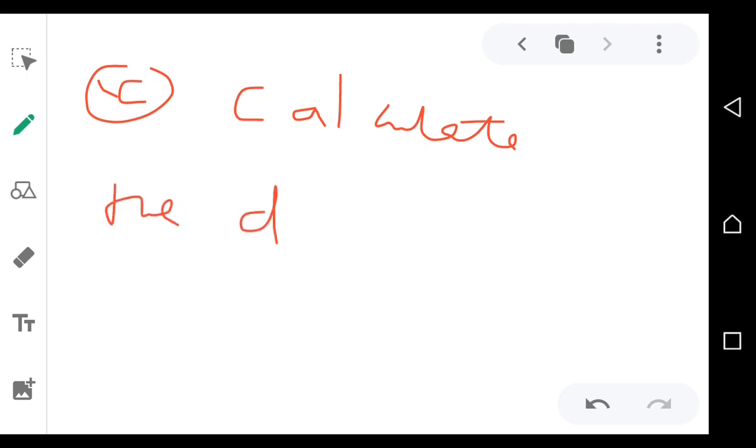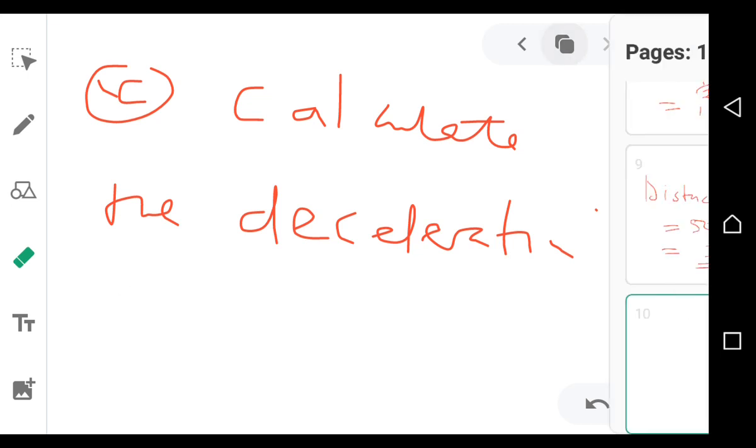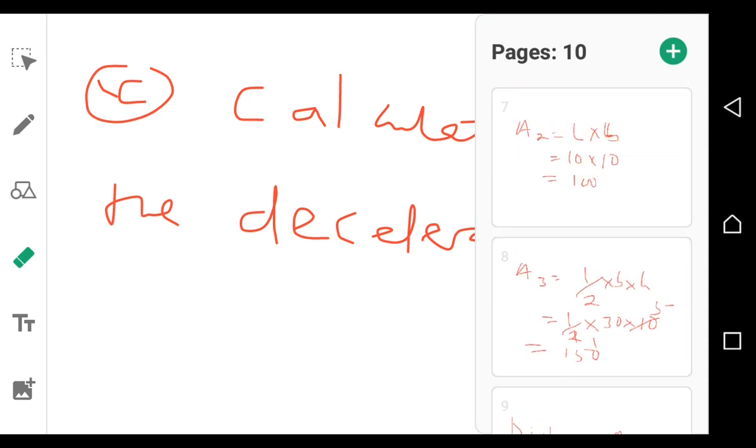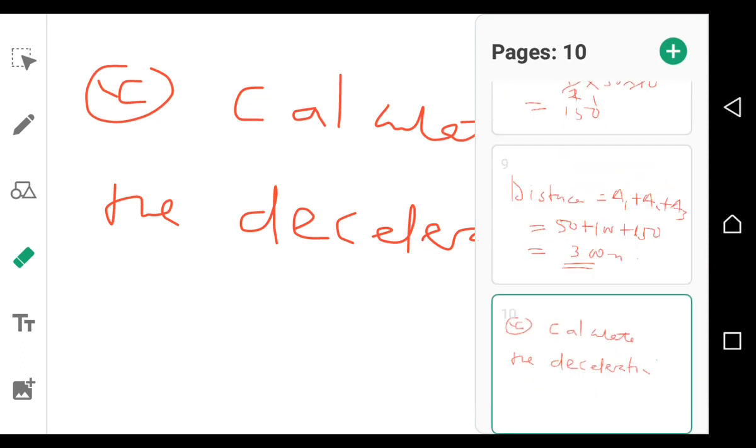Question C. Question C is: calculate the deceleration. The deceleration is where the diagram goes down. Okay, the last diagram. Deceleration is always to decelerate. It means to reduce. So calculate the deceleration.